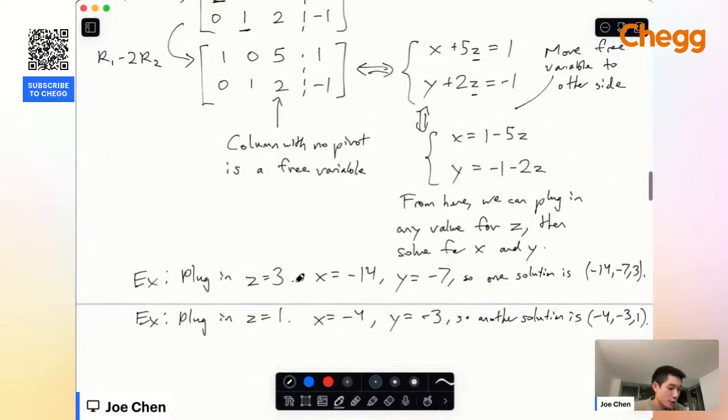And so the reason that z is called a free variable is that I can choose any value for z, any real number I want, and then I can plug it in to my equations here and get a solution.